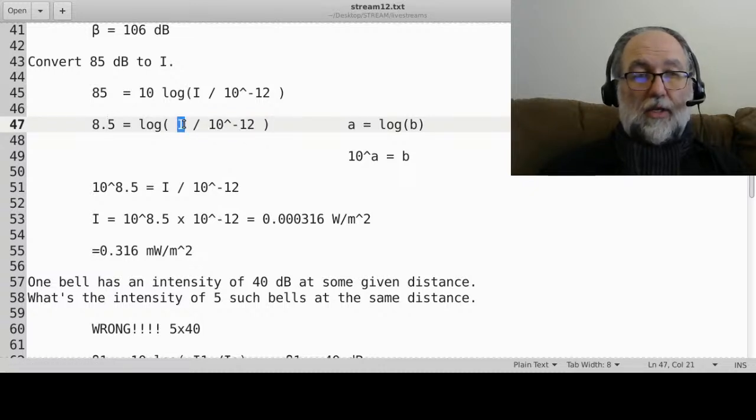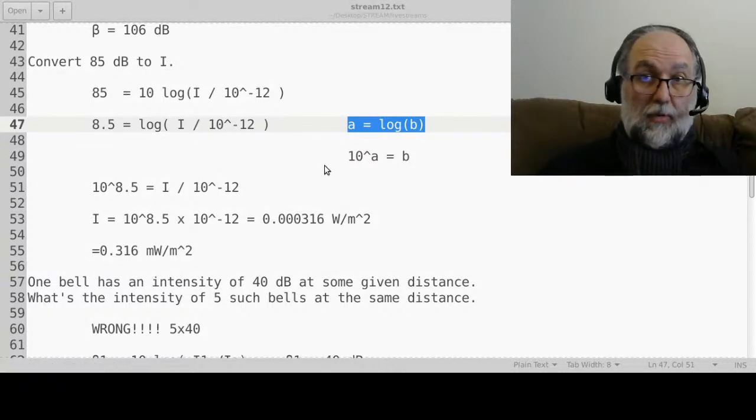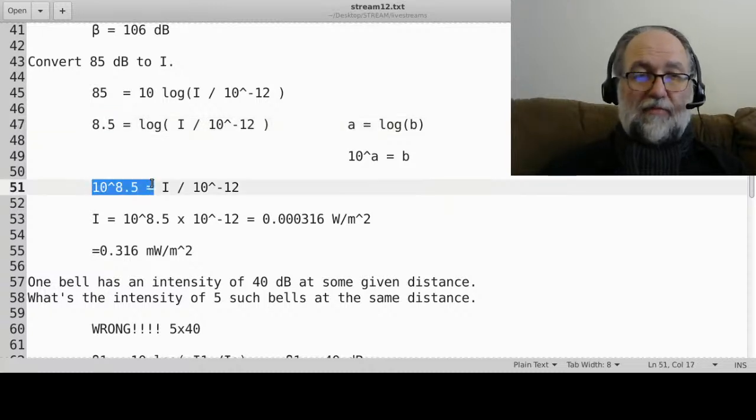Now what? Well, you want to solve for that I, which is inside the log. And so you make use of this property that if you have a is equal to log b, that means 10 to the exponent a is equal to b. That's because log and exponentiations are inverses of one another. And so if I exponentiate this side, that's going to be, it's 8.5, so it's going to be 10 to the 8.5. And on the other side, the log just goes away.